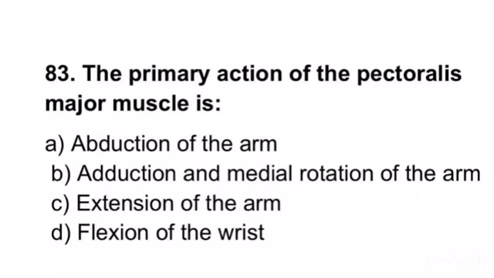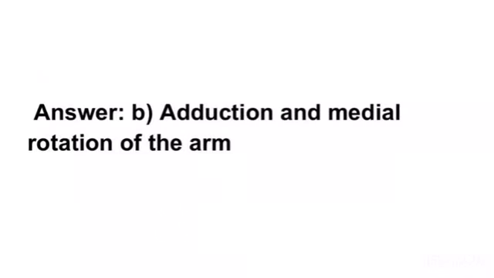83. The primary action of the pectoralis major muscle is A. Abduction of the arm. B. Adduction and medial rotation of the arm. C. Extension of the arm. D. Flexion of the wrist. Answer, B. Adduction and medial rotation of the arm.